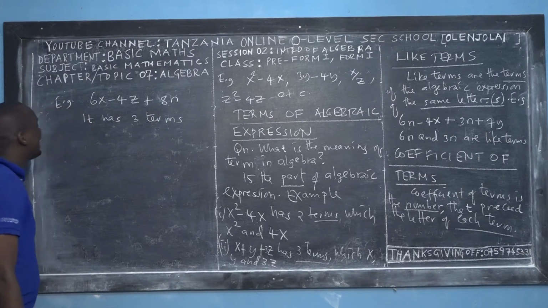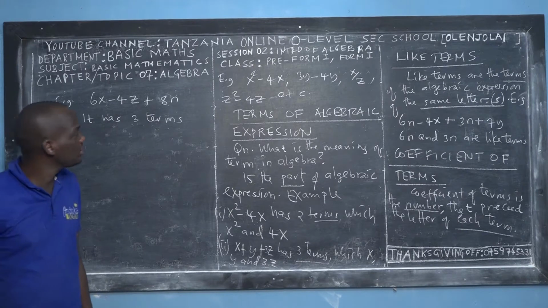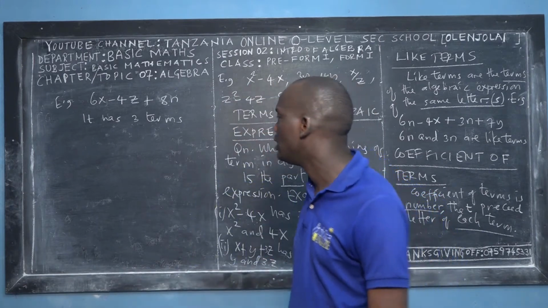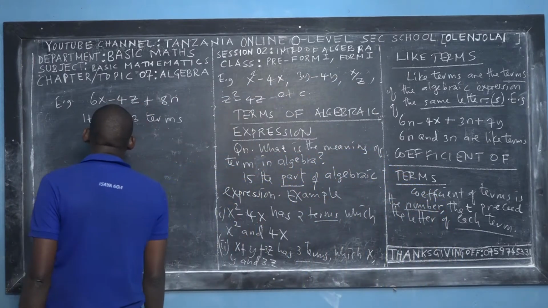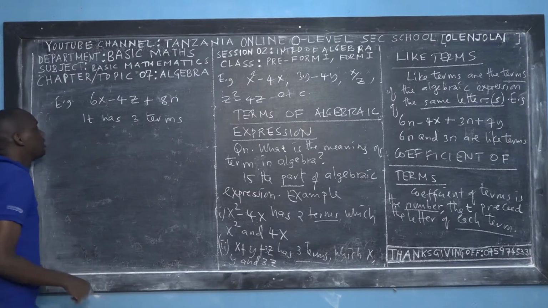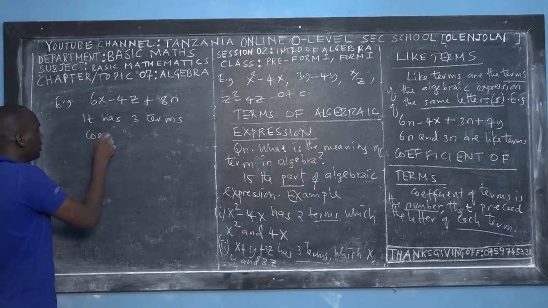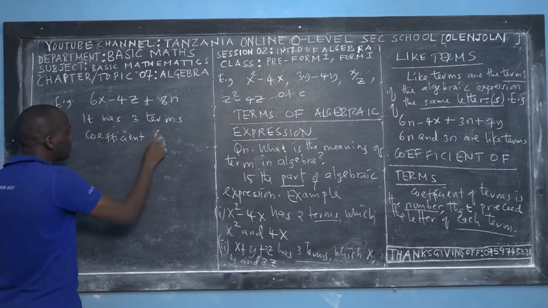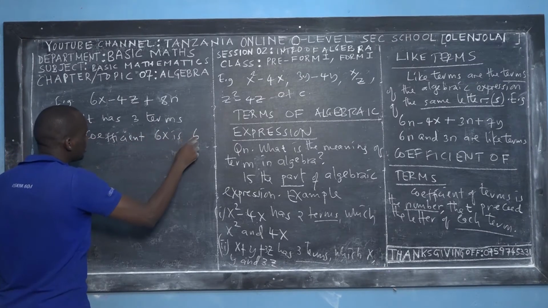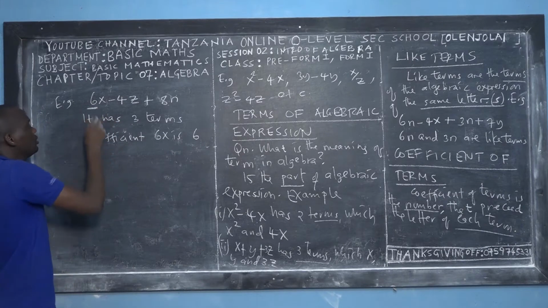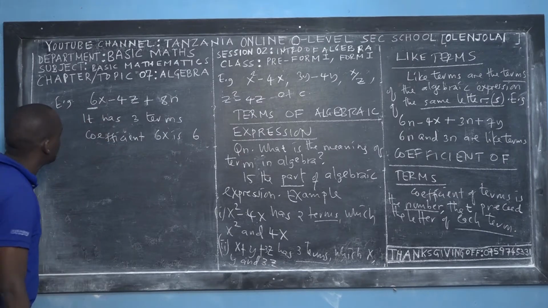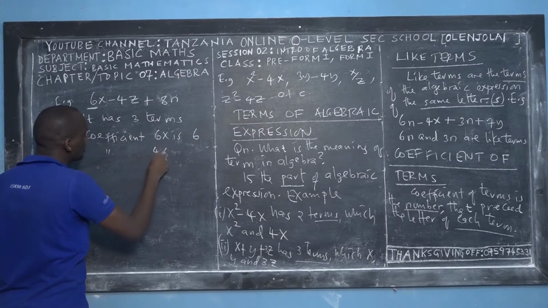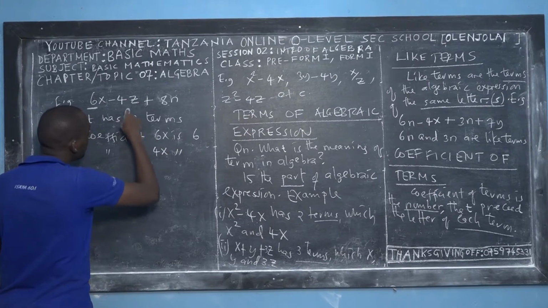And then, do you have any like terms? No, we don't have any like terms. x is not like z and 8n is not like z. And x is not like n also. So we have unlike terms. So what are the coefficients? We have 3 coefficients there, right? We start with the coefficient of the first term, which is 6x, is 6. So this is called the coefficient, right? 6. Then the coefficient of the next term, which is 4z, is 4.